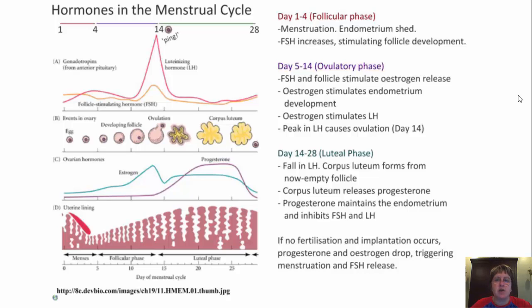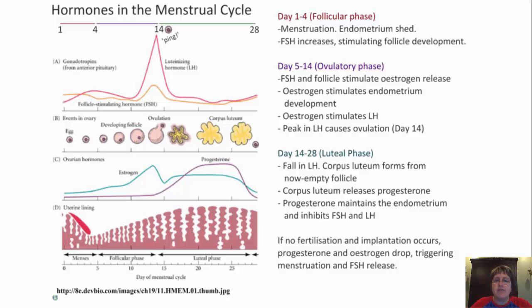So in the first 4 days, we call this the follicular phase. And in this 4-day phase is when you have menstruation, and that endometrium lining of the uterus sheds or releases. During this time period, your follicle stimulating hormone, or FSH, will increase, thus stimulating the follicle development. So you can see an increase here, how it is kind of high. Okay, follicle stimulating hormone itself doesn't ever get super high, but it is high for itself.